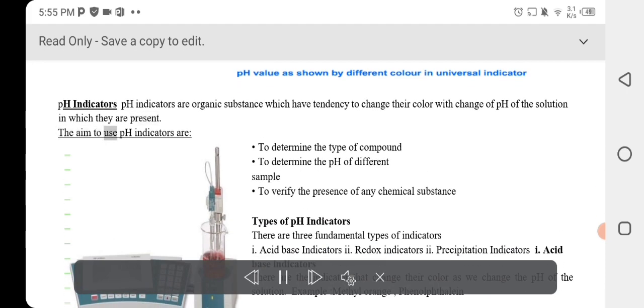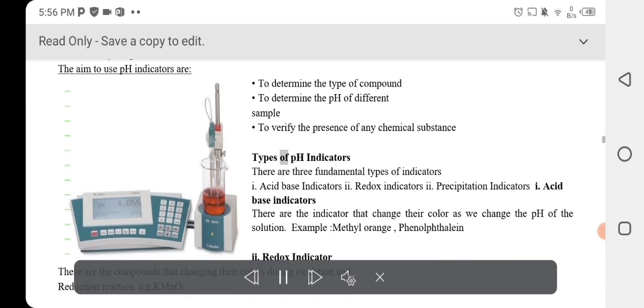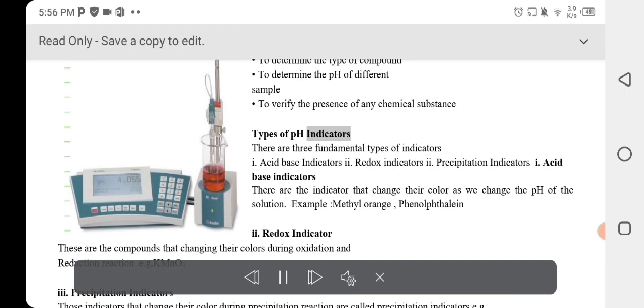The aims of using pH indicators are to determine the type of compound, to determine the pH of different samples, and to verify the presence of any chemical substance. Types of pH indicators: there are 3 fundamental types of indicators. 1. Acid-base indicators, 2. Redox indicators, 3. Precipitation indicators.